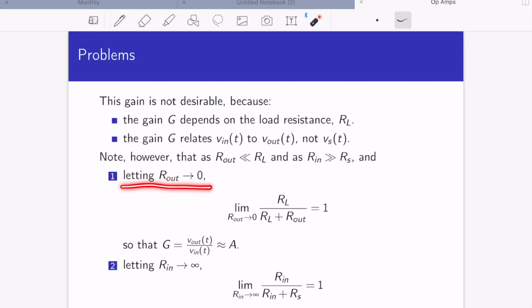If we let R out go to 0, again, it has to be much less than RL, then the limit of RL over RL plus R out as R out goes to 0 will be 1. This means that G is going to be approximately equal to A. If we let Rn go to infinity, remember Rn has to be much greater than Rs based on our assumptions, then the limit of Rn over Rn plus Rs as Rn goes to infinity also goes to 1. And that means that Vn of t will be approximately equal to Vs of t.